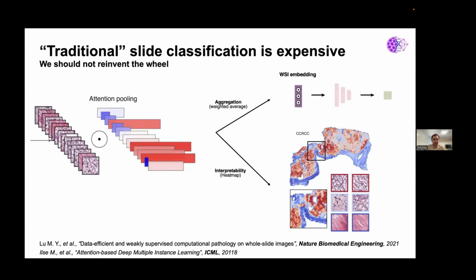The Mahmood Lab a couple of years ago published the CLAM paper in Nature Biomedical Engineering, and this largely proposed a framework to provide a score for each tile in the whole slide image, and then aggregate these tiles with the scores to make a classification. And this was able to make some really cool heat maps. However, this is an expensive process, and it is really time for us to look at the next steps now.